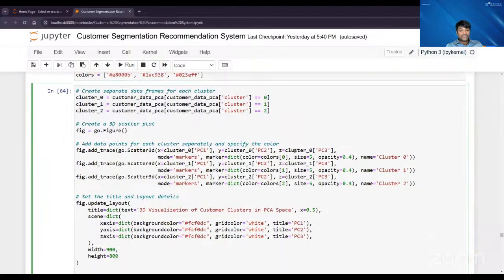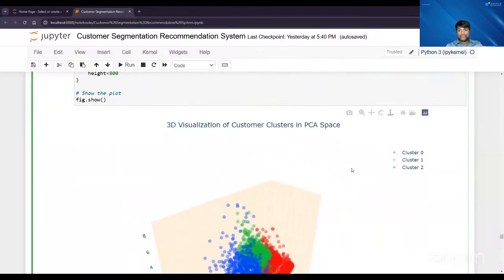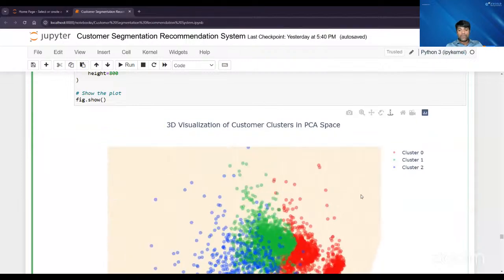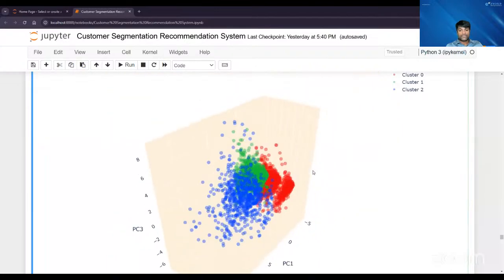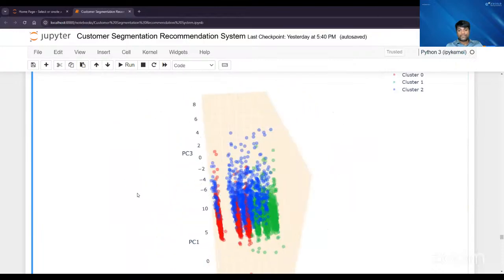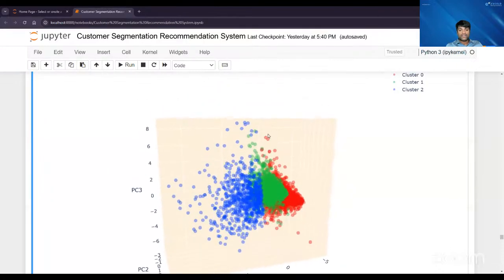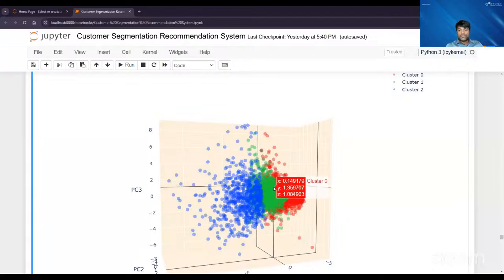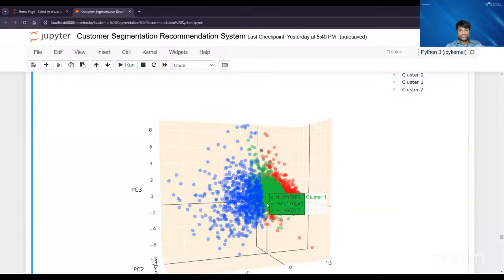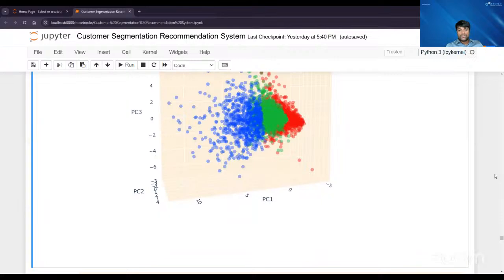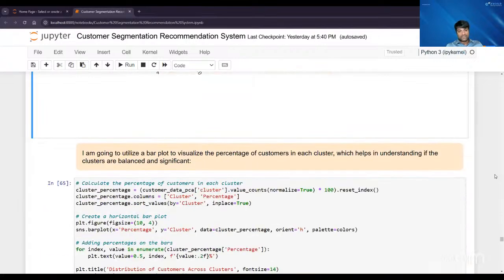For these clusters, I'm trying to plot a 3D graph. This graph shows you a 3D graph where you can plot the clusters. You can see how they are plotted. You can rotate it in any way, and that is why we plot a 3D graph. So we are plotting the graph with cluster 1, cluster 2, and cluster 3. You can plot this 3D graph and evaluate or understand the clusters.